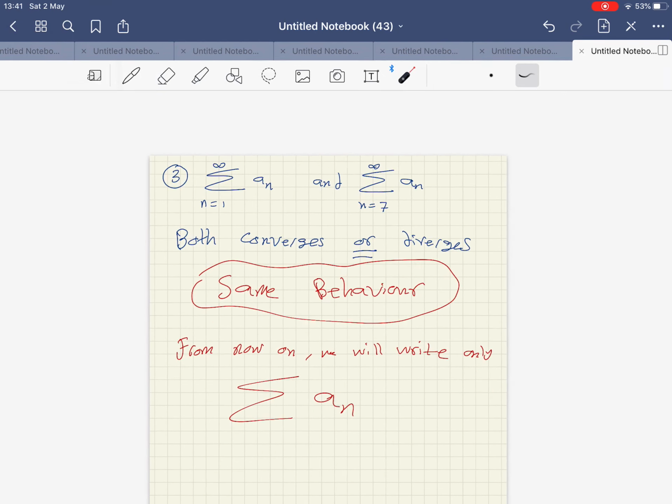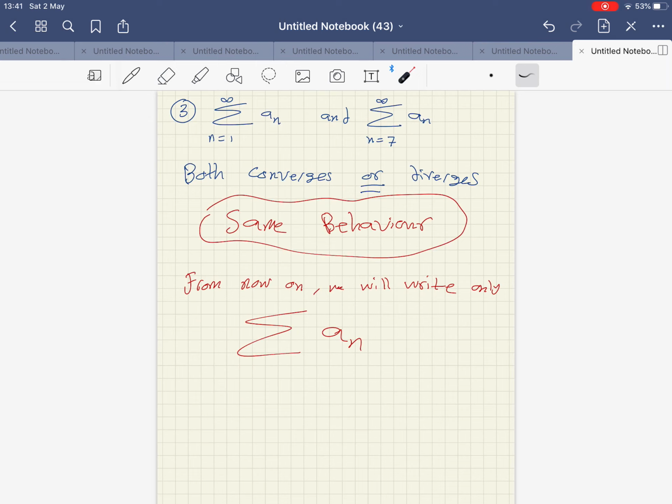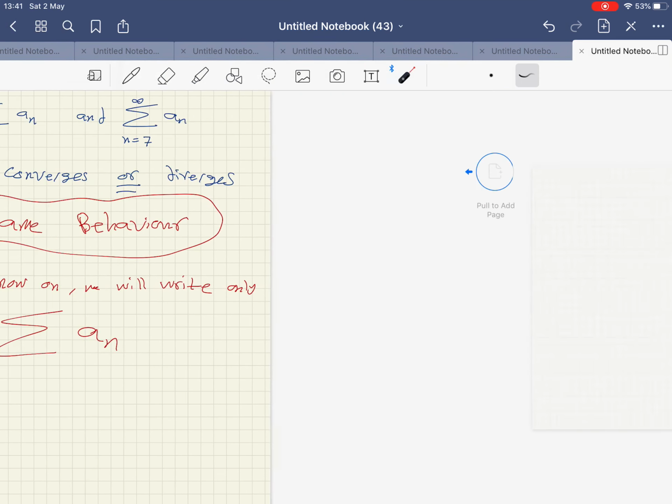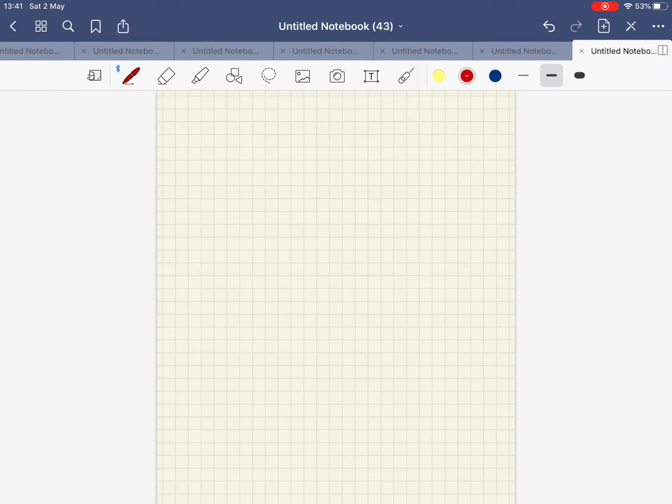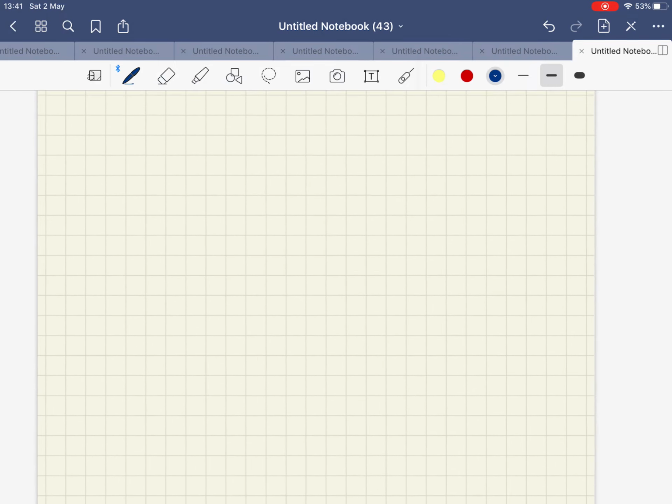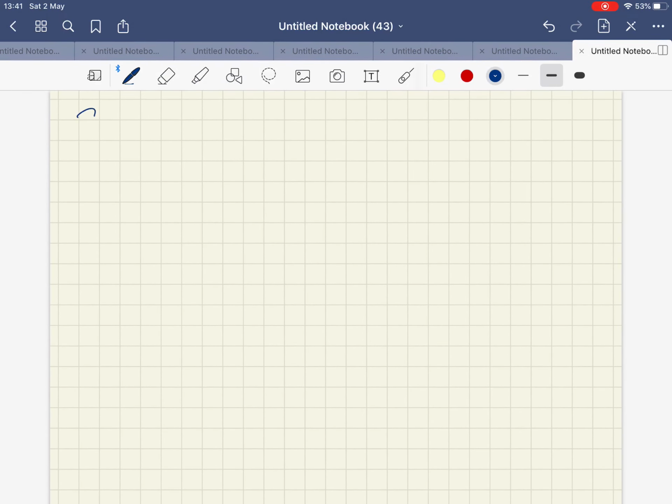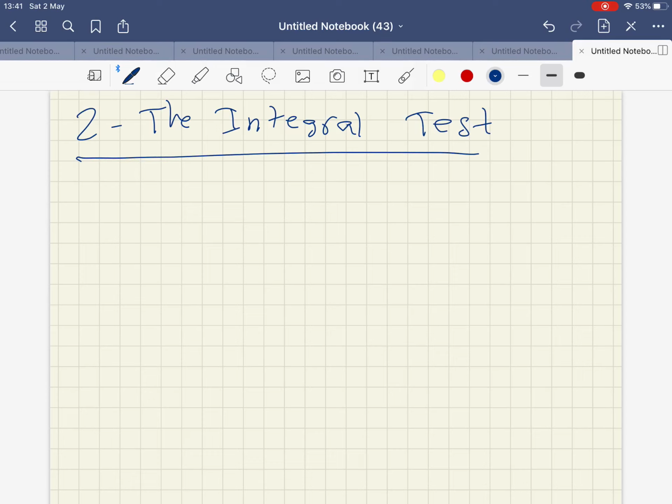And that's what I want to talk about in the first video, about the properties of the series, and specifically about the series from where they start. They have the same behavior, converges or diverges. In the second part of this one, we will talk a little bit about the integral test. So it will be in the next video, just the integral test, which is a kind of test that we will use using integration.